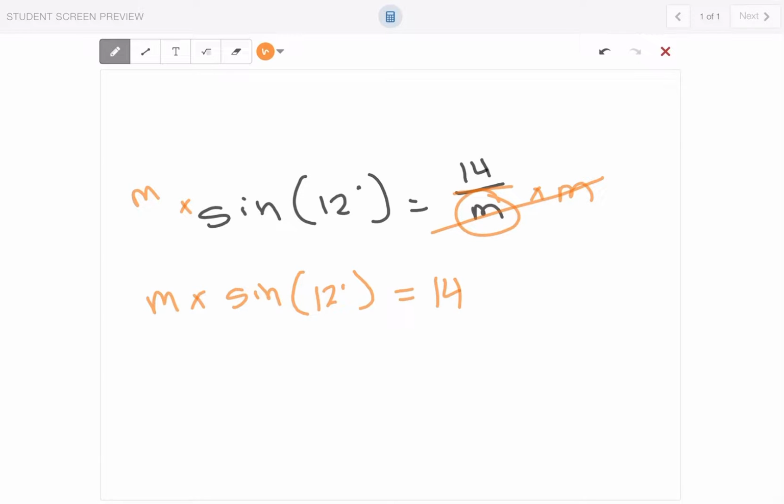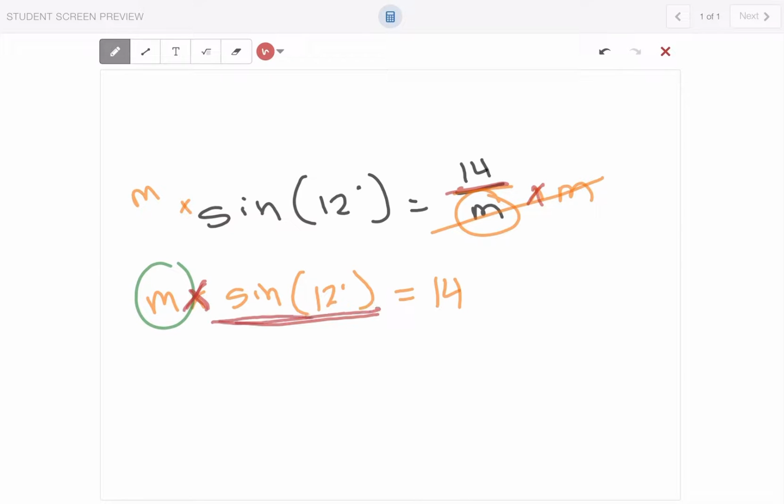This is essentially exactly what we did in the last problem. The main difference is our variable m is still not yet all by itself. Now, instead of 14 divided by m, m is now being multiplied by something. So we still need to get m by itself. And right now, m is being multiplied by the sine of 12 degrees. Just like we did over here, the opposite operation of division was multiplication. The opposite operation of multiplication is division.